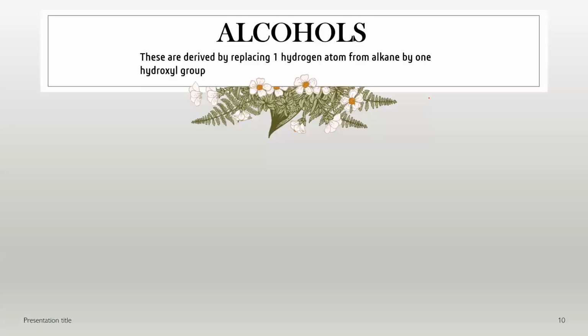Now let's move to alcohols. So what are alcohols? Here, basically, one hydrogen atom of the alkane is replaced by a hydroxyl group. Okay. So, for example, what is a hydroxyl group? The functional group we have here is OH. OH is known as the hydroxyl group. Fine.